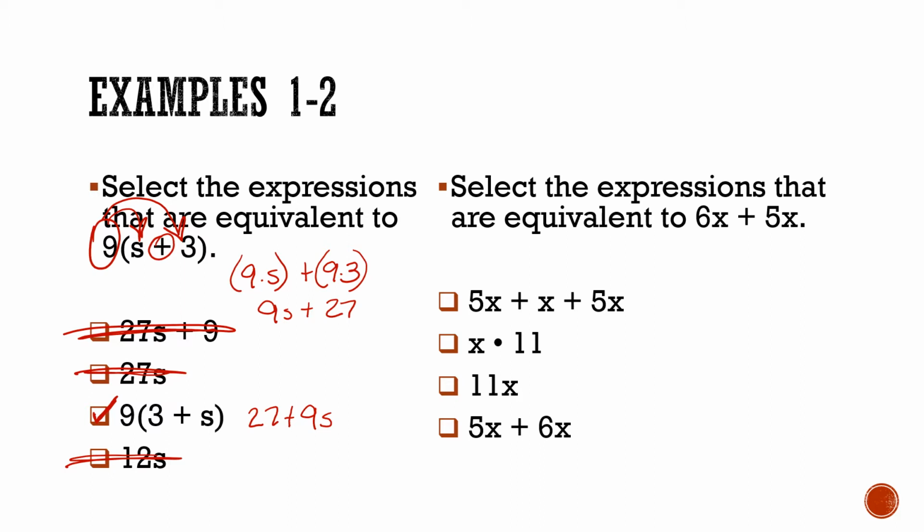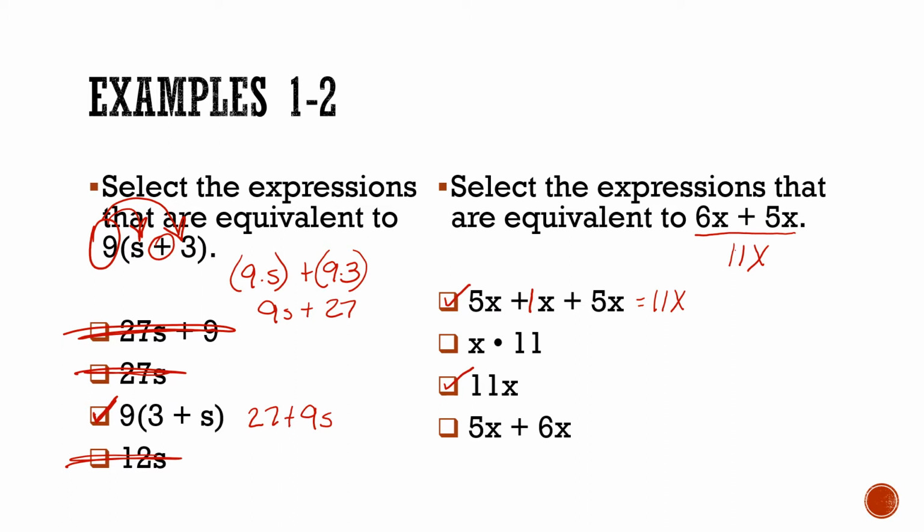In number 2, you can add these two together. They are like terms because they both have the variable x. So 6x plus 5x would be 11x. So that is that one. Now you still need to check your others. So let's go back to that first one. 5x plus 5x. Remember that in front of every variable is an imaginary 1. So 5 plus 1 plus 5 would also be 11x.